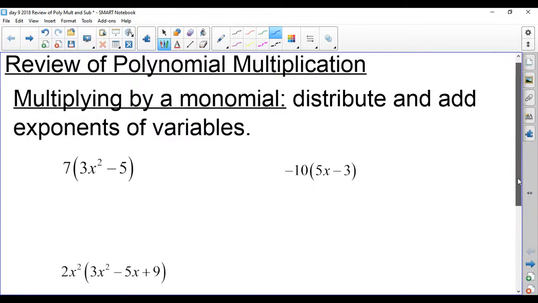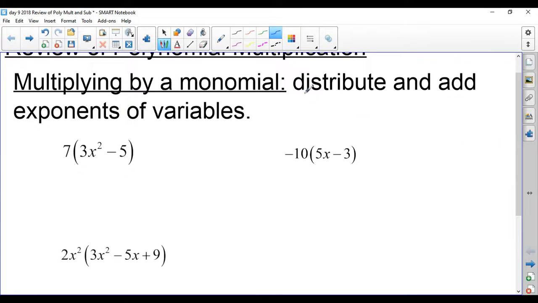There were a couple types of multiplication that we did. We multiplied by a monomial where you distribute and add the exponents of the variables. So when you distribute a number, you just multiply that number by each of the coefficients and constants. 7 times 3 is 21x squared. 7, and this is minus 5. Positive times negative would be negative 35. 21x squared minus 35.